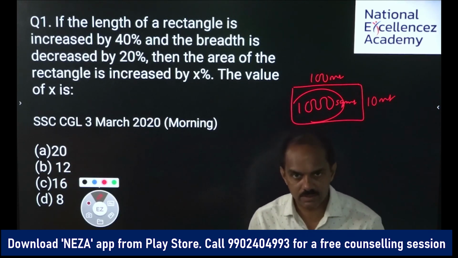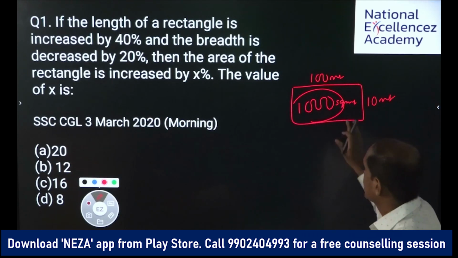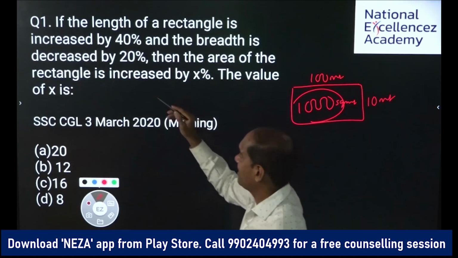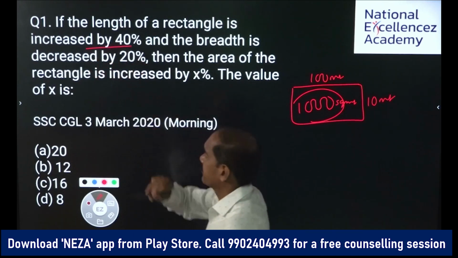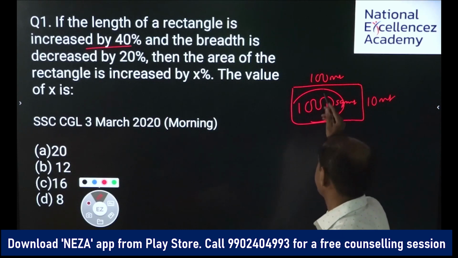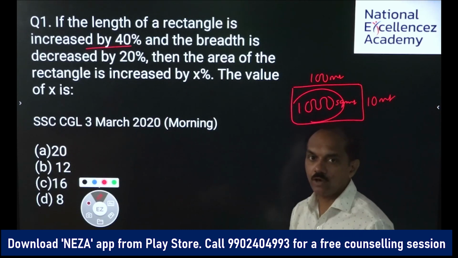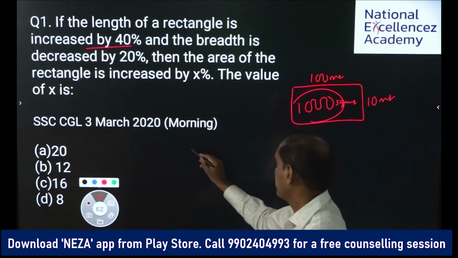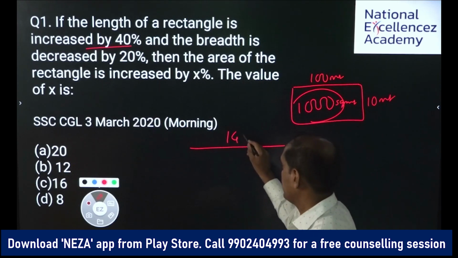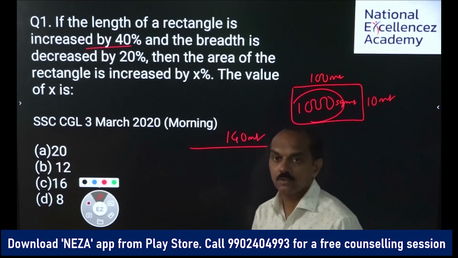Kilometer, square kilometer; centimeter, square centimeter, right? So this is the original area. Now we will increase the length by 40%. 40% for every 100 more, meaning the new length of the new rectangle is 140.